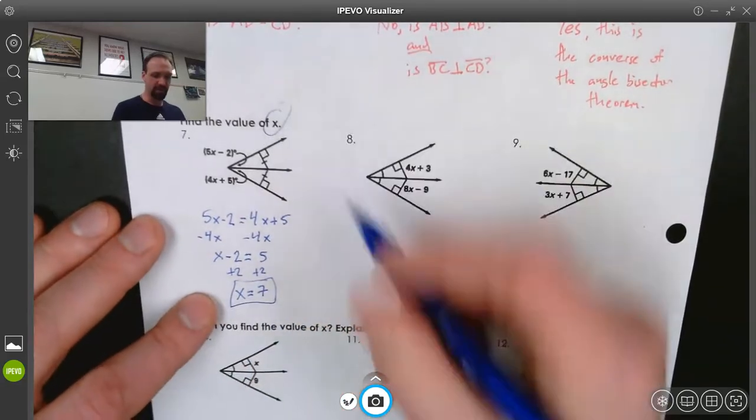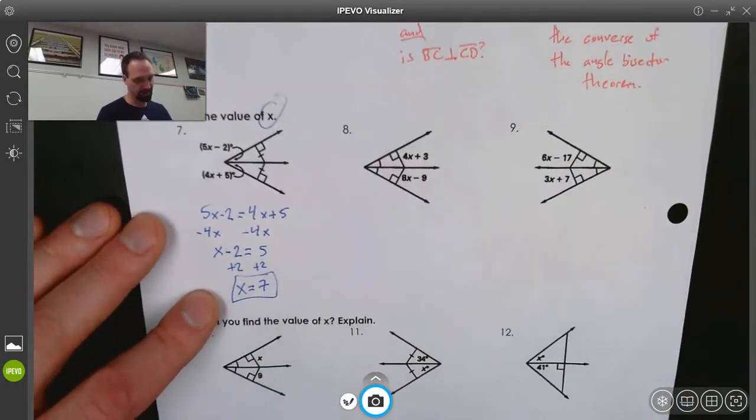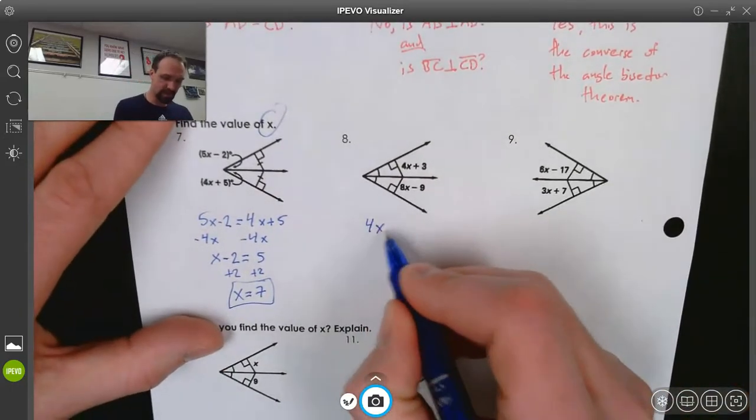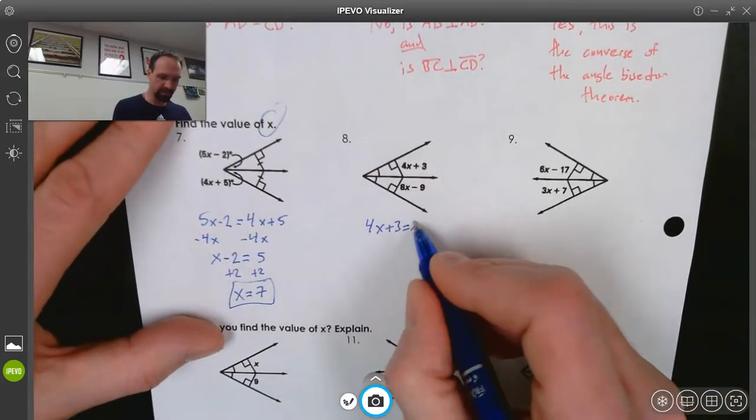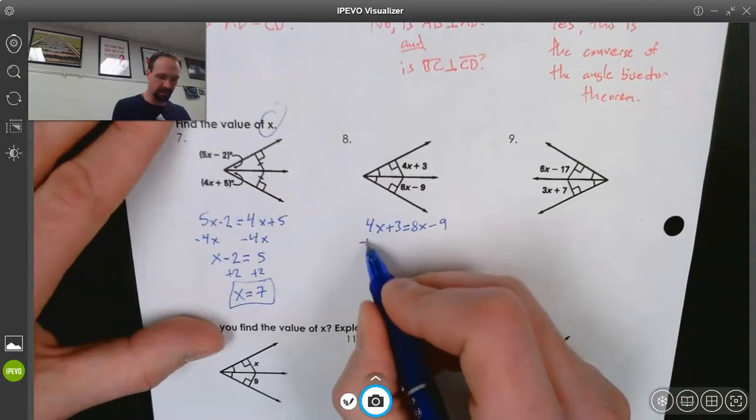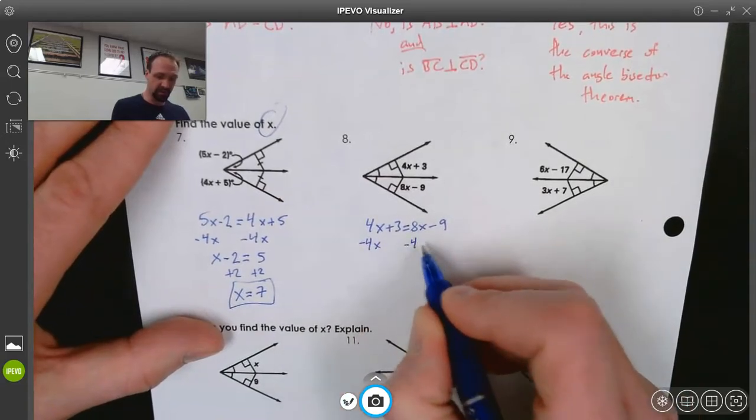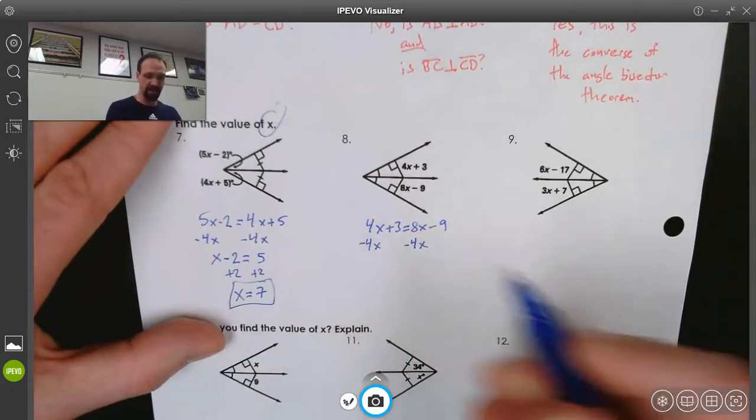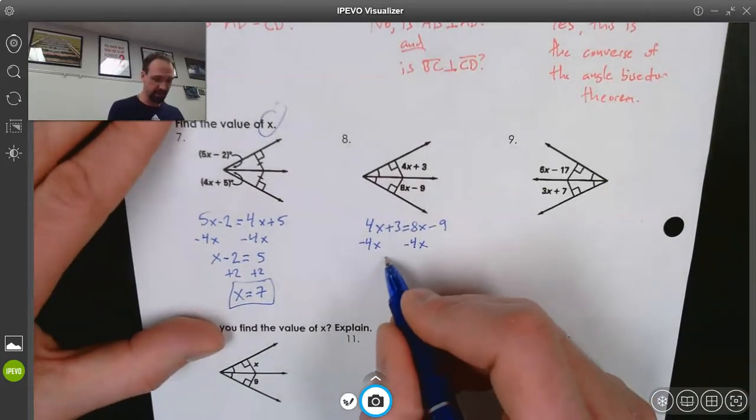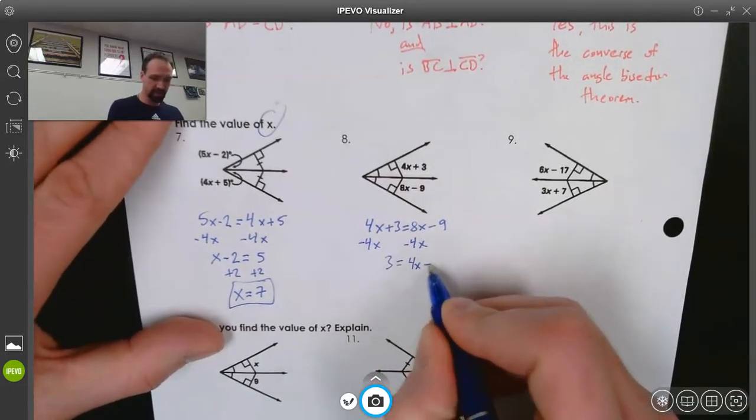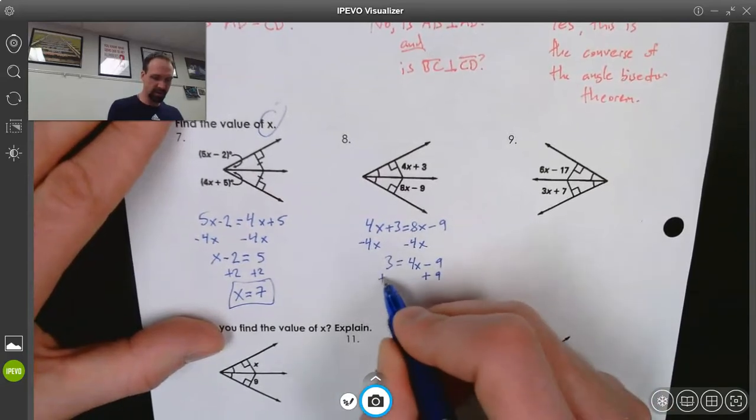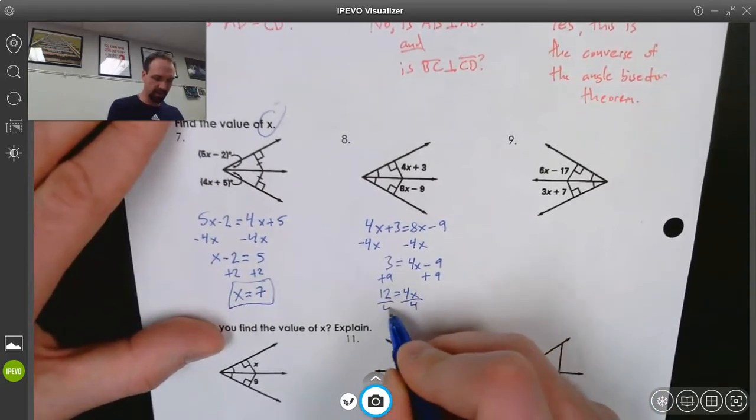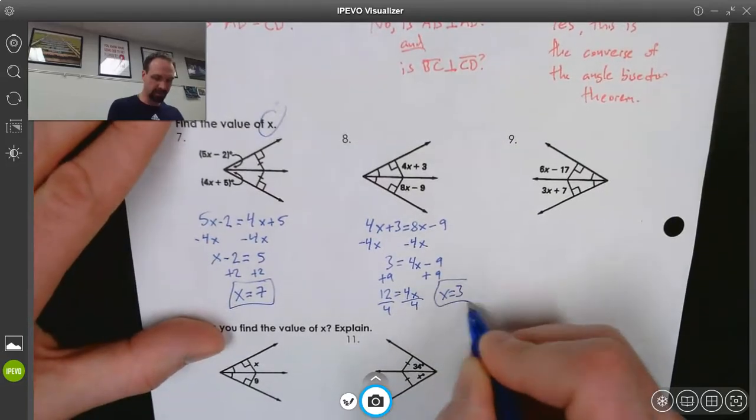Always make sure that you answer what it's asking. It says find the value of x. These two are also congruent. So I'm going to set them equal to each other and then solve. 8x minus 9. And as I mentioned in my previous video, I always subtract the smaller of the two coefficients to make my life easier. I'm going to add 9. So I get 12 equals 4x. Divide by 4. You get x equals 3.